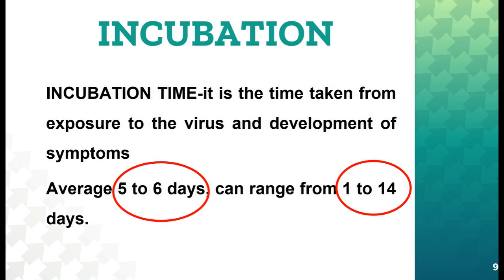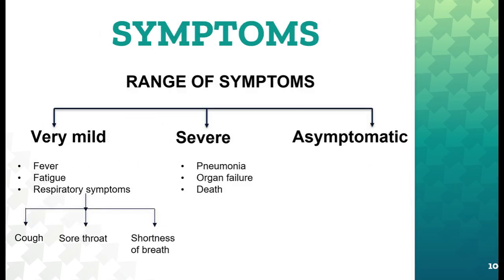Next is incubation. What is incubation time? It is the time taken from exposure to the virus to development of symptoms. The average incubation time can be 5 to 6 days, and it can range from 1 to 14 days also. Symptoms. The range of symptoms can be from very mild to severe to asymptomatic.